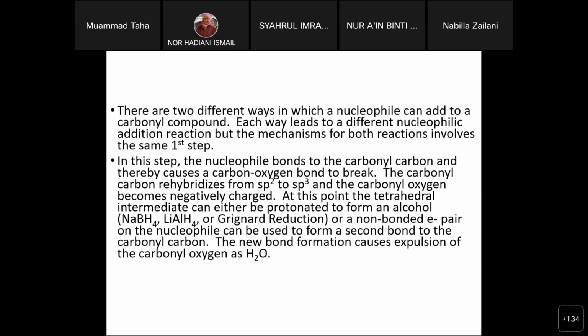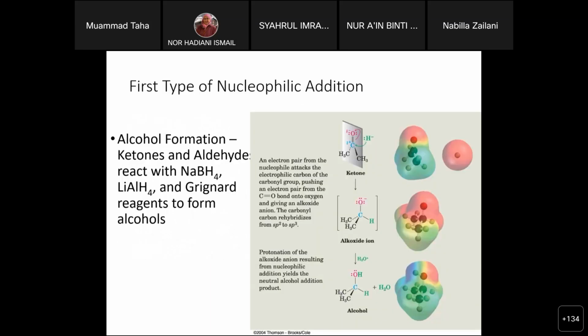Okay, go to the next slide. You see here the nucleophile attacks and this becomes a tetrahedral intermediate. Then protonation occurs and this becomes an alcohol. So this is called a nucleophilic addition reaction. This is the one way. Okay, go to the next slide.